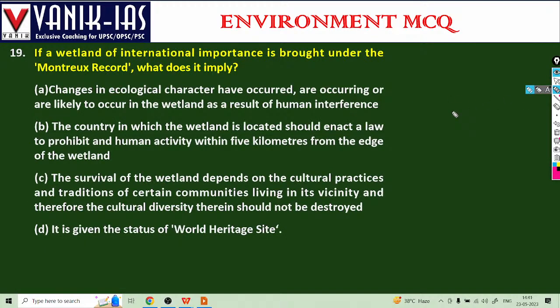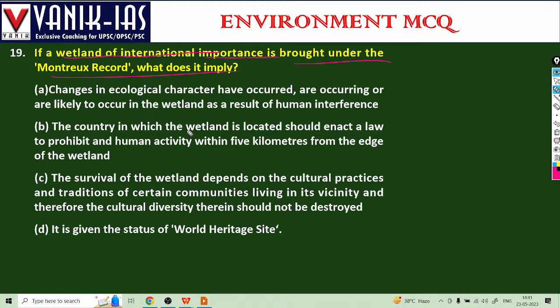If a wetland of international importance is brought under the Montreux Record, what does it imply? Montreux Record, Vienna Convention, Kigali Agreement. A wetland of international importance on the Montreux Record means changes in ecological character have occurred, are occurring, or are likely to occur as a result of human interference.